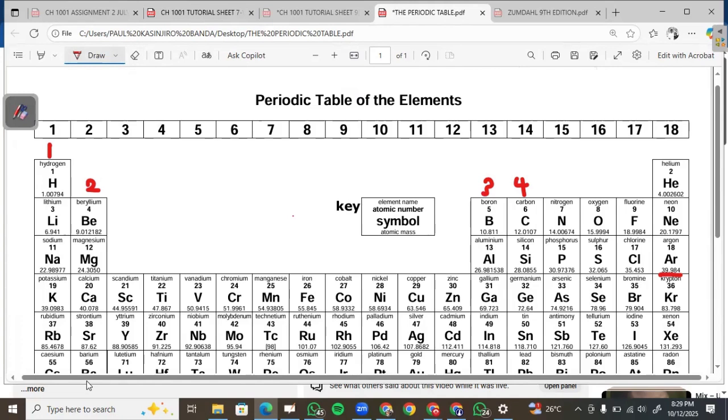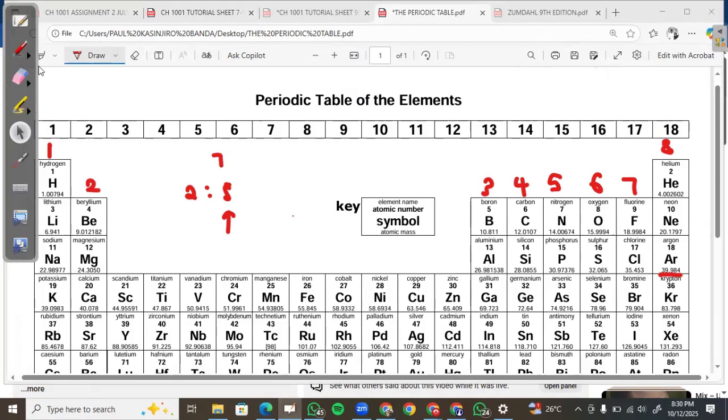So group 5, how many valence electrons does it have? It's going to have 5, because since nitrogen has 7 electrons, the 2 will be in the first shell, and then the 5 in the second. So 5 valence electrons. For oxygen, we're going to have 6. For these ones, we're going to have 7. For these ones here, the valence electrons will be 8. So the group number tells you the number of valence electrons.